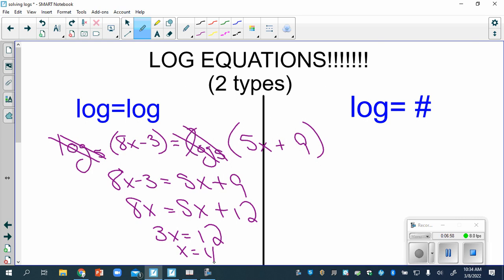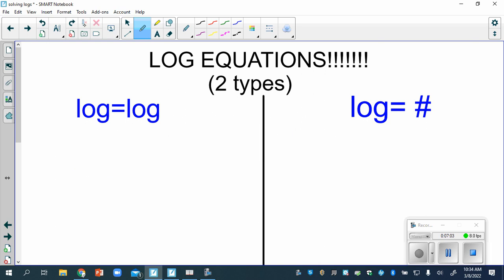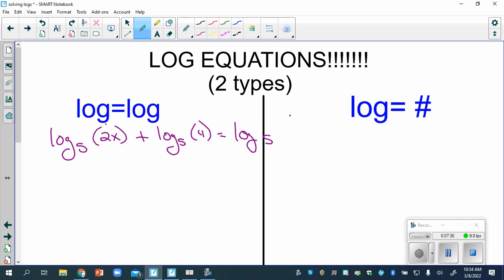Obviously, we're going to step up our game a little bit because that's what we do here. Now, we learned all these properties for a reason. So it's time now to talk about why we did those properties. So here we go. Log 5 to the 2x plus log 5 to the 4 equals log 5 to the 56.